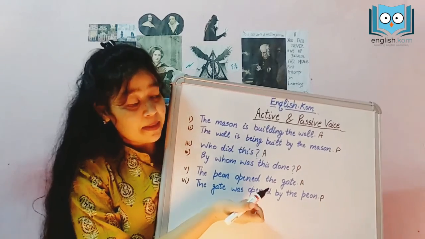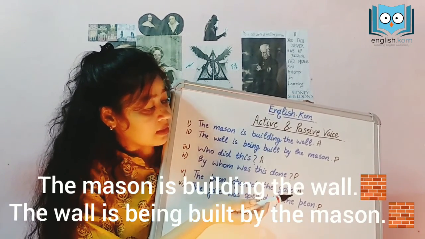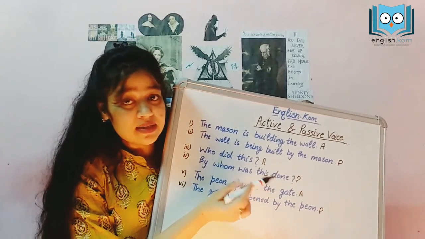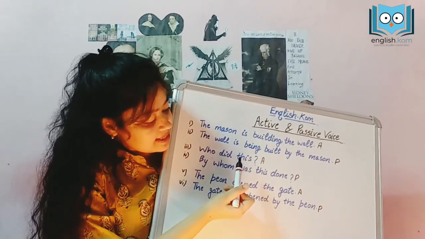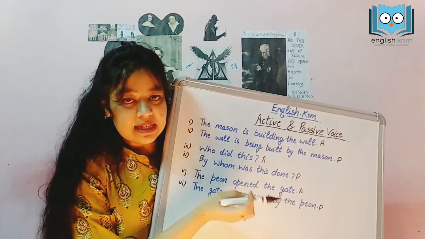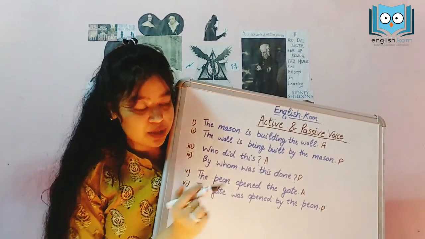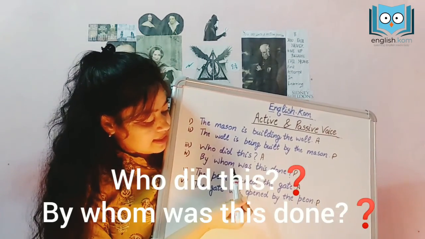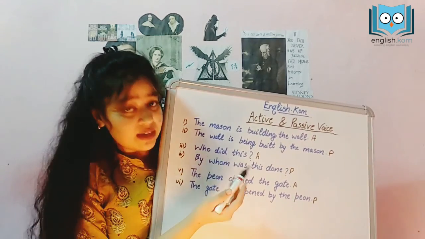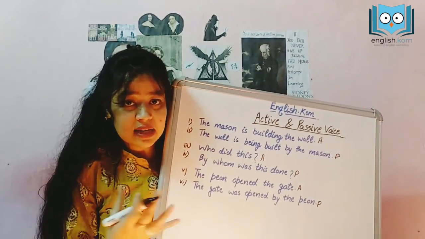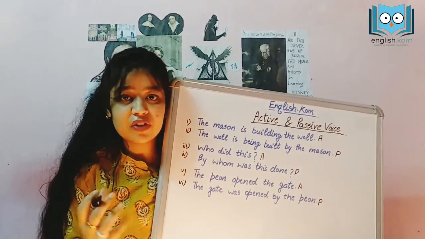We can take some examples like the mason is building the wall and the wall is being built by the mason. So in the first sentence, the mason is doing or acting and hence active voice is used. In the second sentence, the wall is being built by the mason. In this, the wall is the receiver of the action and hence passive voice is used. Then we have who did this and by whom was this done. So clearly in the first sentence, we are asking about the doer, and in the second sentence we are asking about the receiver of the action.